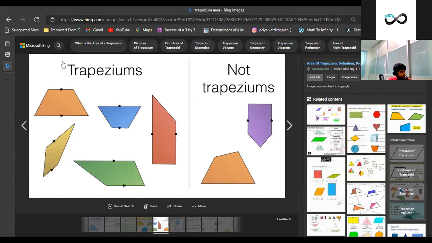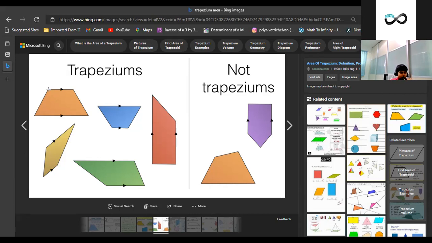Okay. So these are trapezium. Can you see the diagrams on the left-hand side? It's a quadrilateral, and it has two parallel sides of unequal length, and the other two sides are non-parallel. I'll show you how.